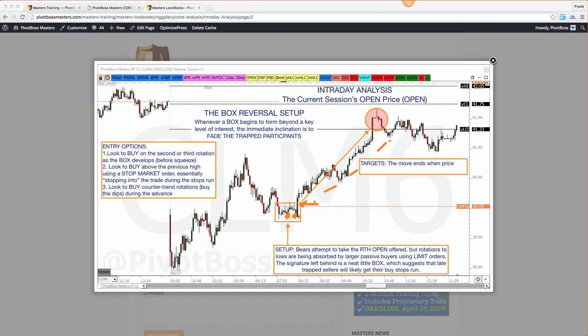You can get in all along the way. It just depends on how you want to do it. Typically speaking, on a box, you're looking for a second or third rotation entry, or a squeeze, or the first pullback, or any pullback along the way, as long as this thing remains with conviction in a certain direction.